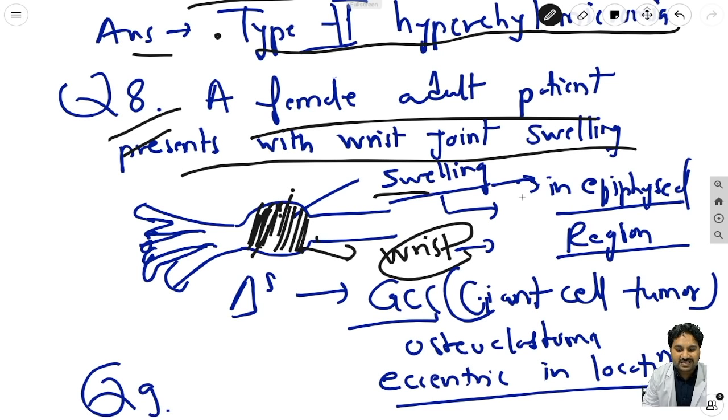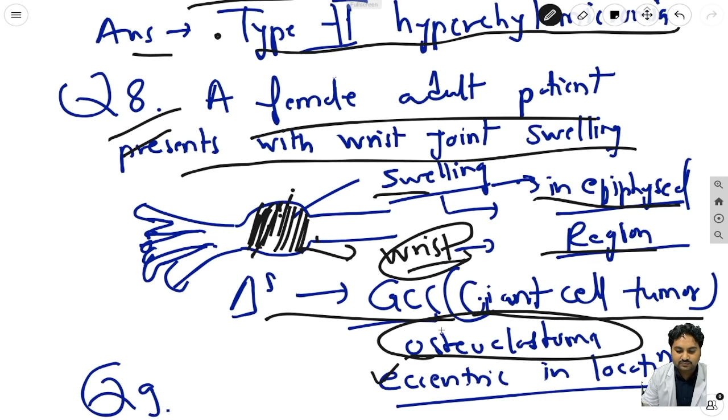Question 8 is a female adult patient presenting with wrist joint swelling which is in the epiphyseal region of the wrist. So the answer is, I just try to draw this type of diagram which is not so good, but I want to draw the attention that it is eccentric in location. So the answer is GCT, that is giant cell tumor, osteoclastoma.